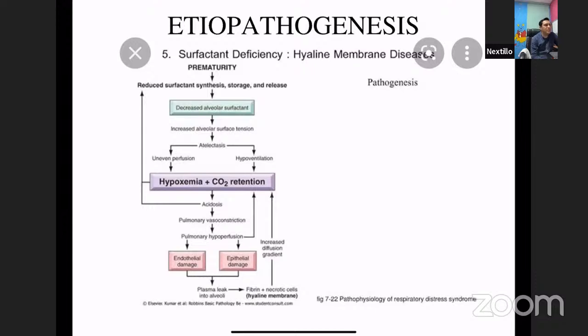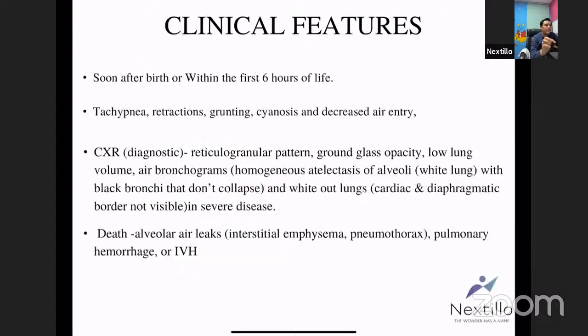So this was something about the etiopathogenesis of surfactant deficiency or the hyaline membrane disease. This is very important, and this has to be remembered because it can be asked in MCQs. So we have discussed the introduction, the epidemiology, the surfactant, and the pathogenesis. Now what are the clinical features of respiratory distress syndrome?